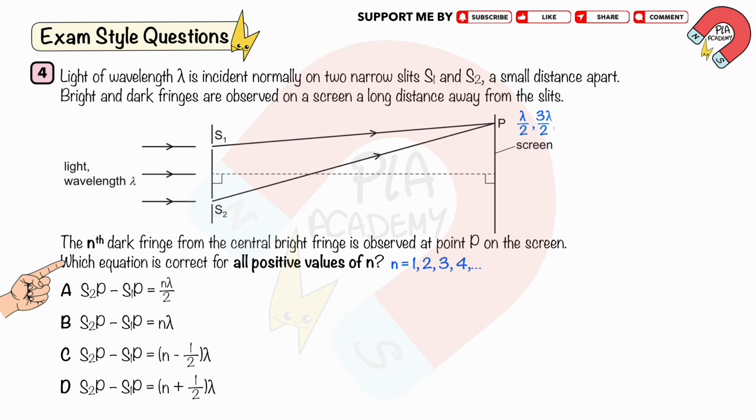The dark fringes occur where destructive interference takes place, which happens when the path differences are 1/2 lambda, 3/2 lambda, 5/2 lambda, and so on.